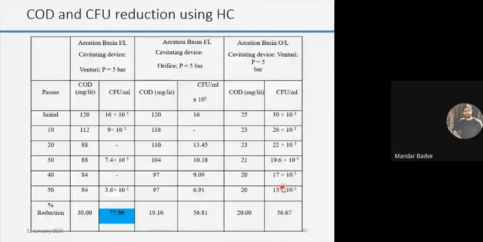So we collected the water from two different regions. The first was the input basin, and the second was the output basin. Here for the input, we carried out experiments with only the venturi type of device. So we observed almost 78% reduction in bacterial count in the case of venturi-based devices, right?